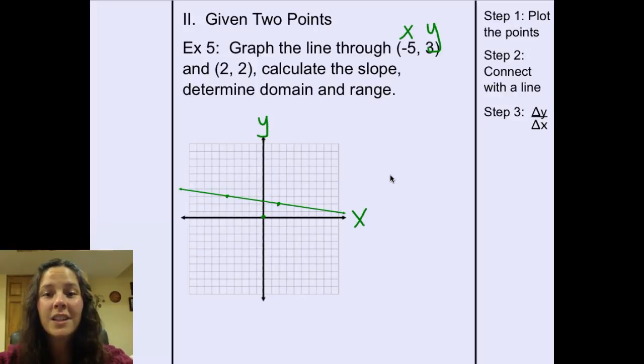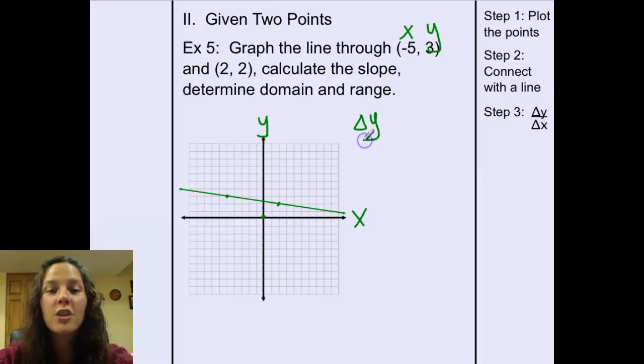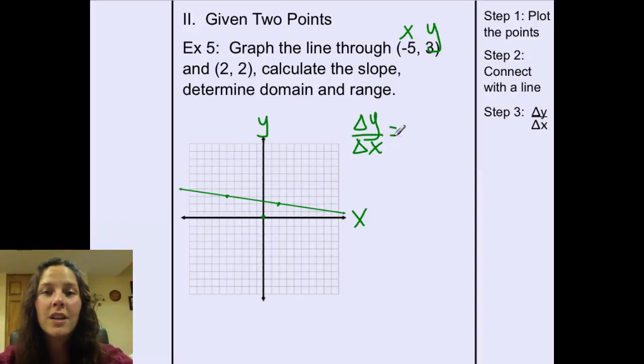Next, we're asked to calculate the slope. There's a couple of different ways you can do that. It's change in y over change in x, or rise over run. So you can either count it off the graph, or you can look at the coordinates. I'm going to do this one looking at the coordinates because I know rise over run is easier, so I'm going to go through it the more challenging way.